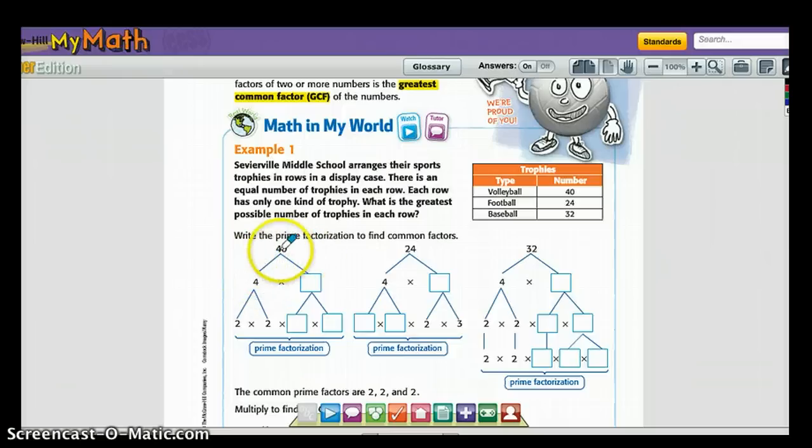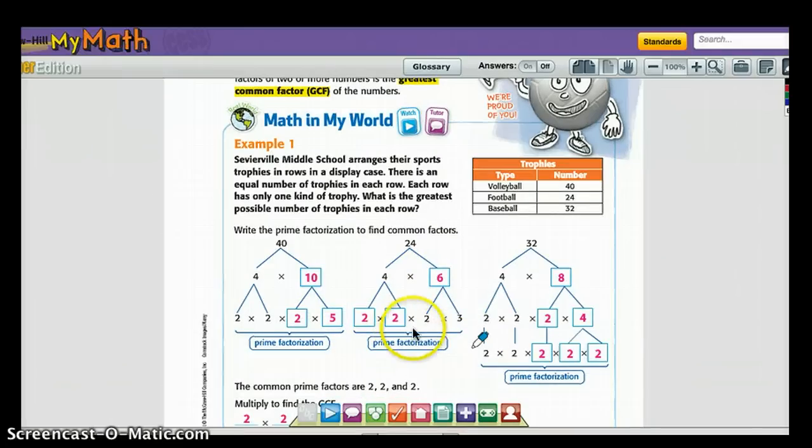So you can find two things that can be multiplied into that number. In this case, we can just do 4 and 10. And then we would need to break down that 4 into 2 times 2 and 10 into 5 times 2. So then that is our prime factorization.